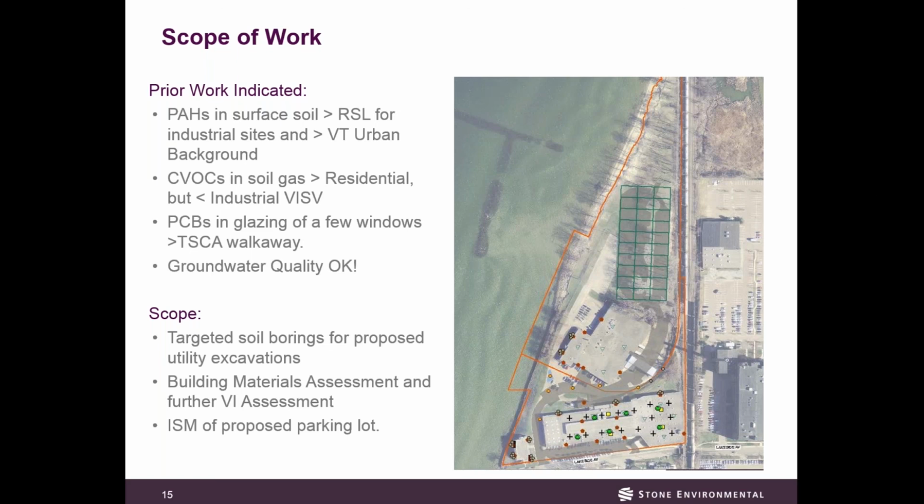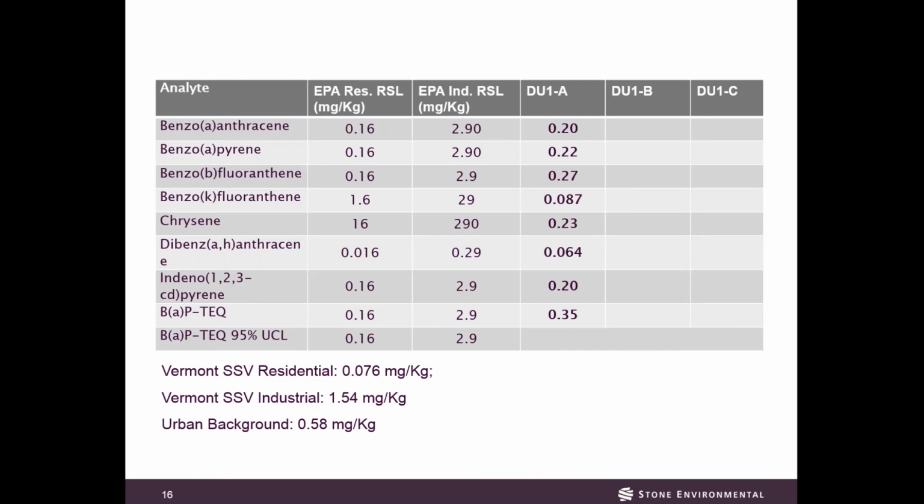So this is, we did three replicates for this decision unit, an A, B, and a C. We analyzed for a number of different analytes. The only thing that actually even came back with any detections at all were the carcinogenic PAHs. Lead and arsenic was nothing. So we had some pretty low, greater than the residential standard in Vermont for a few of them, but well below the urban background, which is kind of what we're looking for.